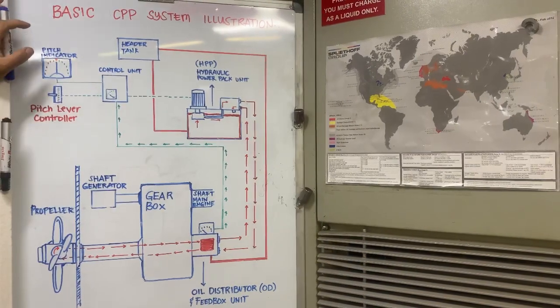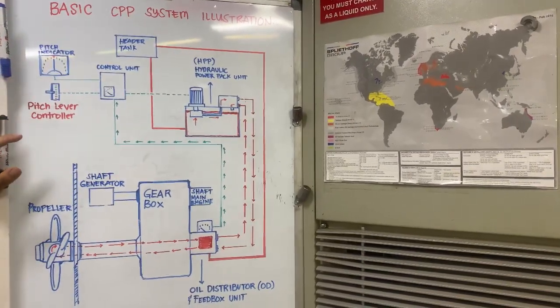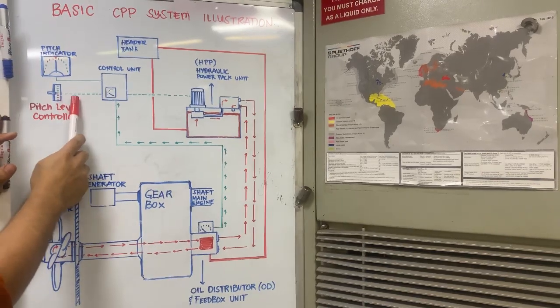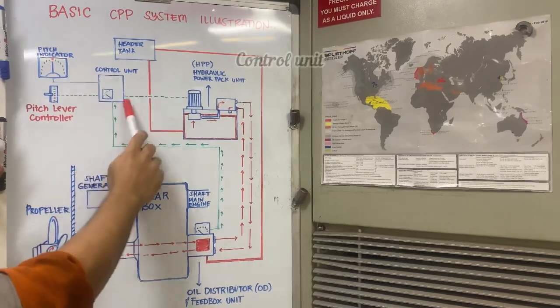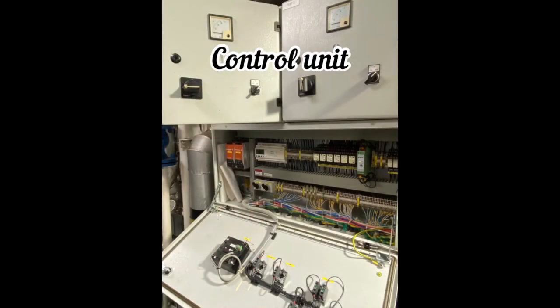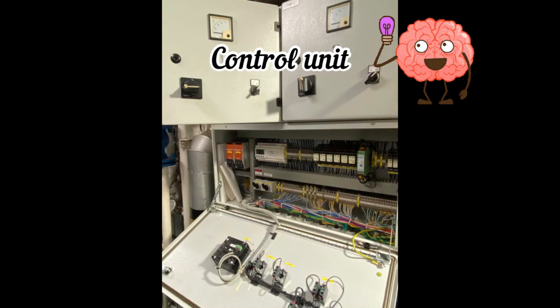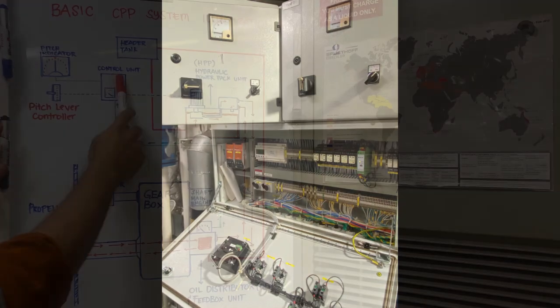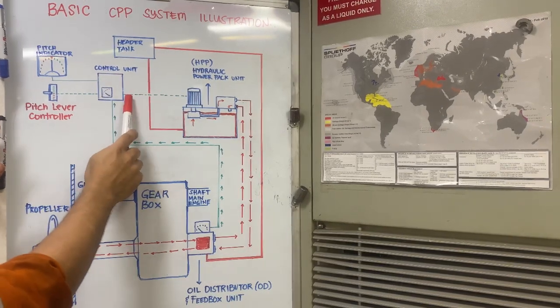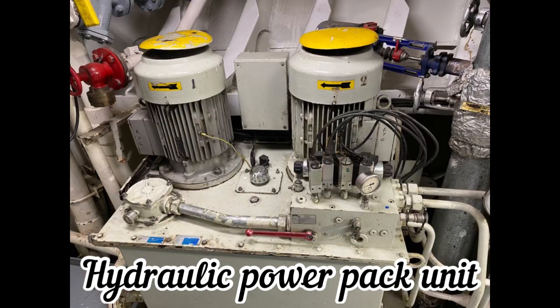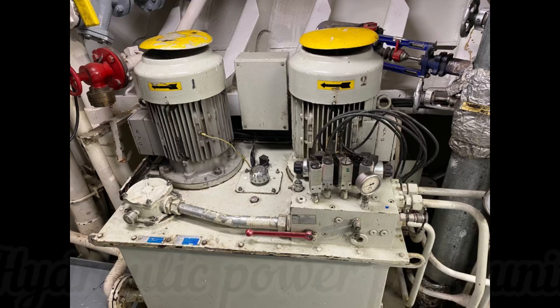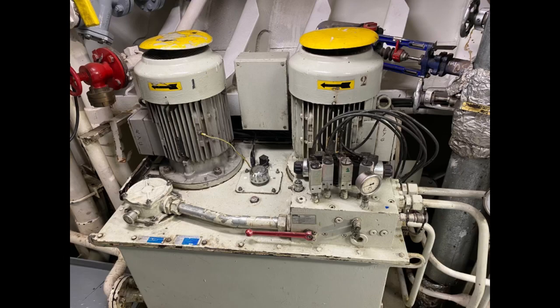Whether forward or astern, a signal will be sent to your control unit. Your control unit is the main brain of the system where input and output is being processed. And from here, a signal will be relayed to your hydraulic power pack unit. Here you have the hydraulic power pack unit, which consists of cooler, filter, directional valve, hydraulic oil, and hydraulic pump.